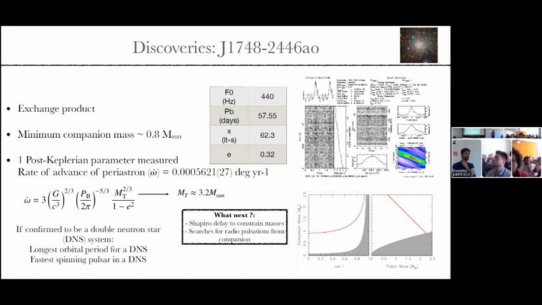So if the system is actually edge-on, it could have a very massive pulsar. Not only that, if this is confirmed to be a double neutron star system, it would be a record holder for 2 things. One is that it has the longest orbital period for a DNS, and it would also be the fastest spinning pulsar in a DNS. So what I want to do next is try to understand if we can actually measure the individual masses, maybe by measuring a Shapiro delay, for example, and see if we can find radio pulsations from a companion, even though there's only one such system known so far.